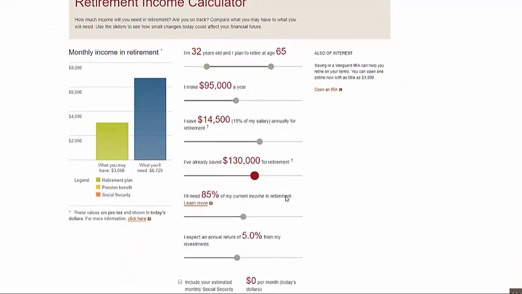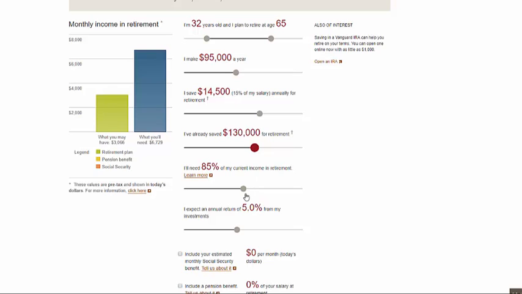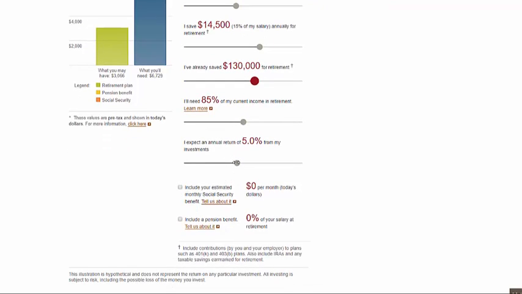And then it's saying I'll need 85% of my current income in retirement. And that may be true, not true. A lot of that depends on your savings rate. So the higher your savings rate, the less you will actually need in retirement income. We'll talk about that at a later time. Your annual rate of return, and we're going to guess at this because you don't know what the future holds, but I think 7.5% is probably a good amount. And I'm not going to put in for Social Security or pension.